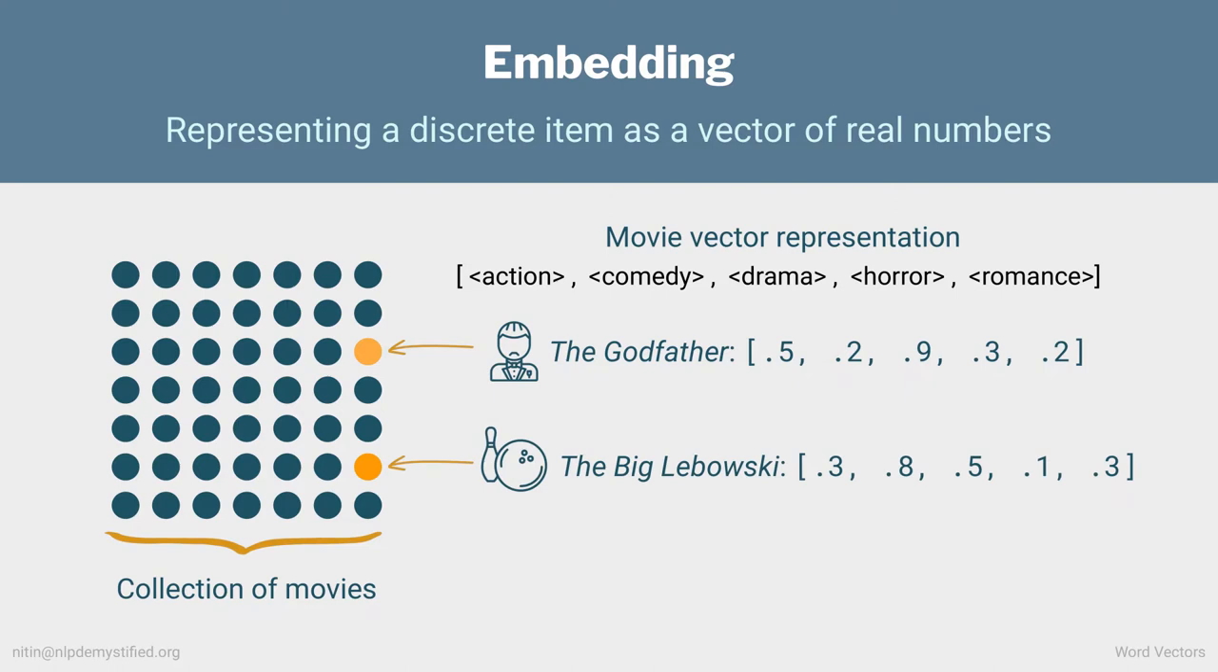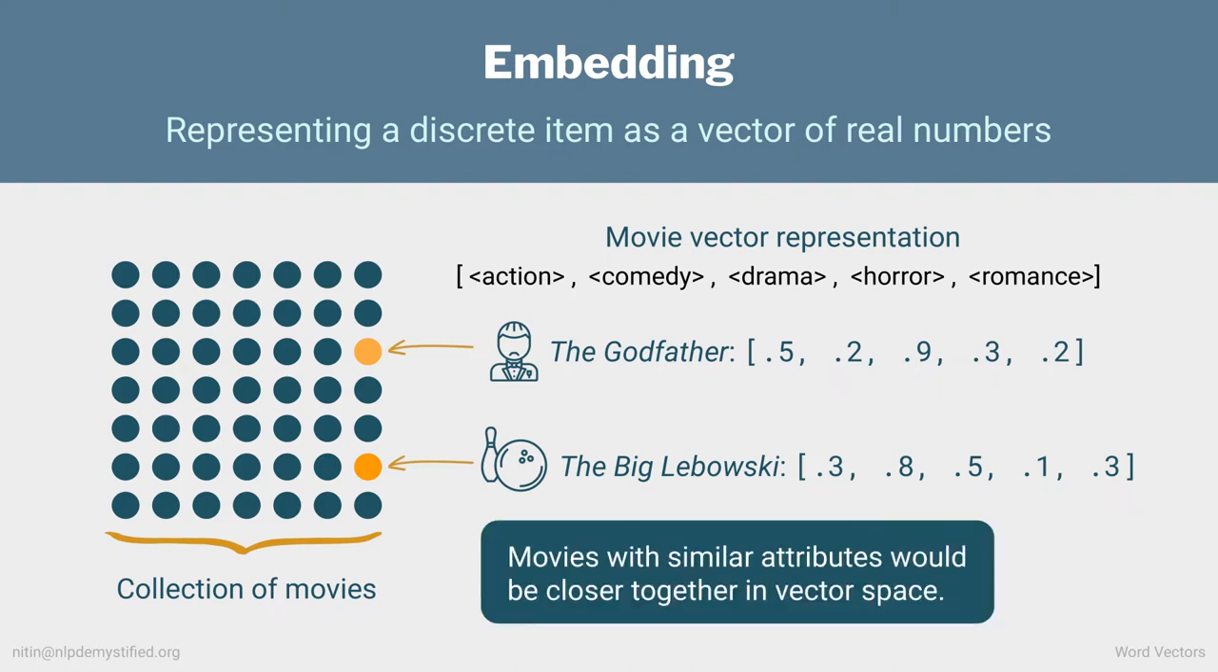And we could get a bunch of movie fans to hand-engineer these vectors. And once we have them, we would have the data for a really simple recommendation engine. If someone enjoys a movie like The Godfather, we could check the cosine similarity of The Godfather against other movies and return the closest matches. Alternatively, we could cluster movies together based on these vectors. The important thing is, movies with similar attributes would be closer together in vector space.